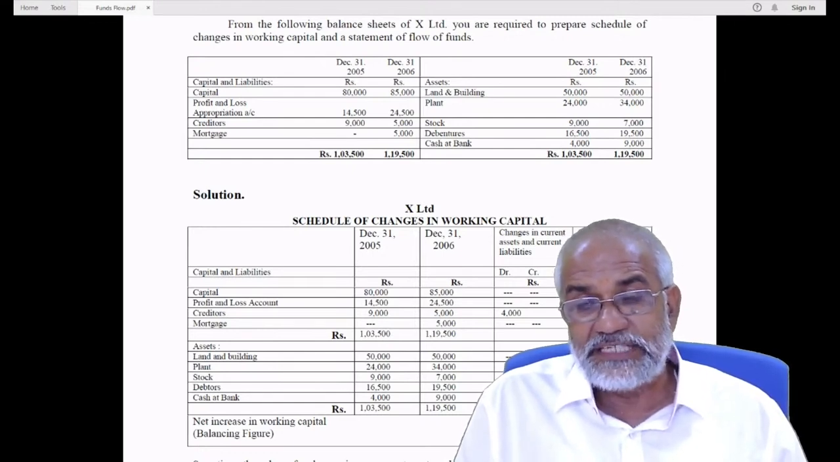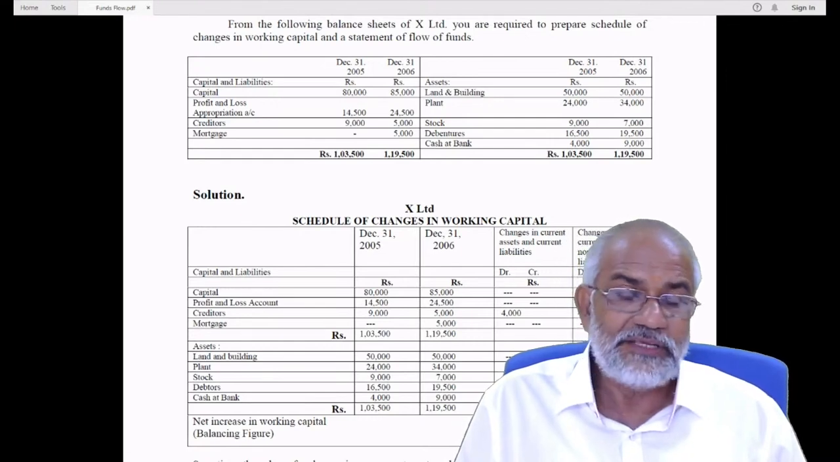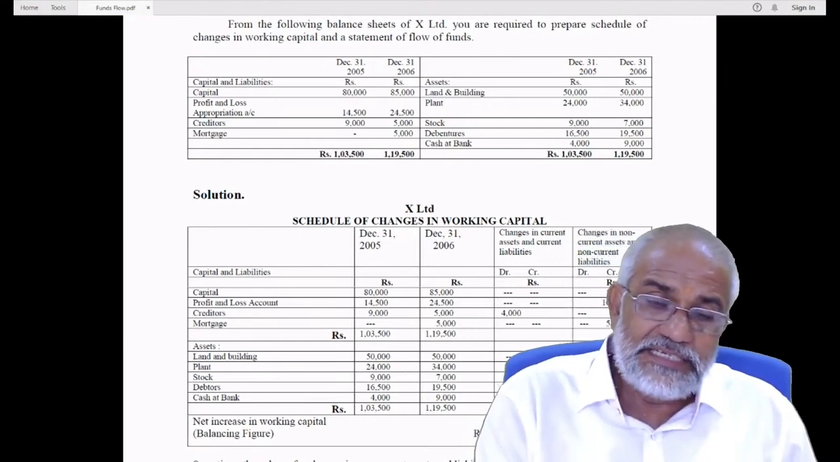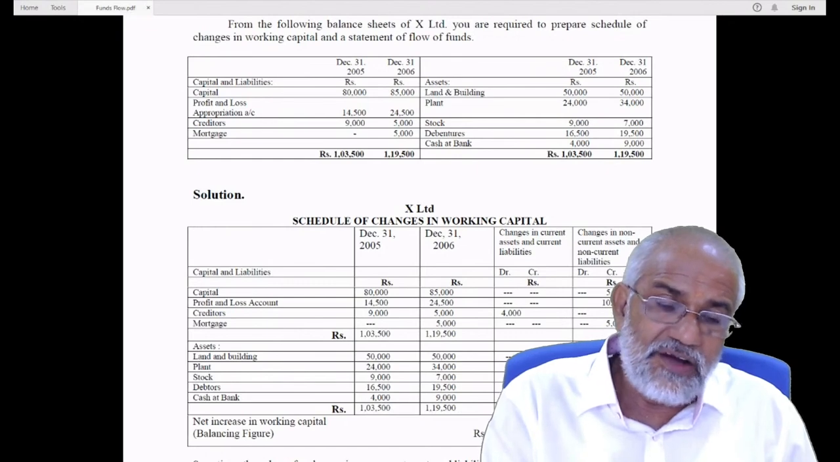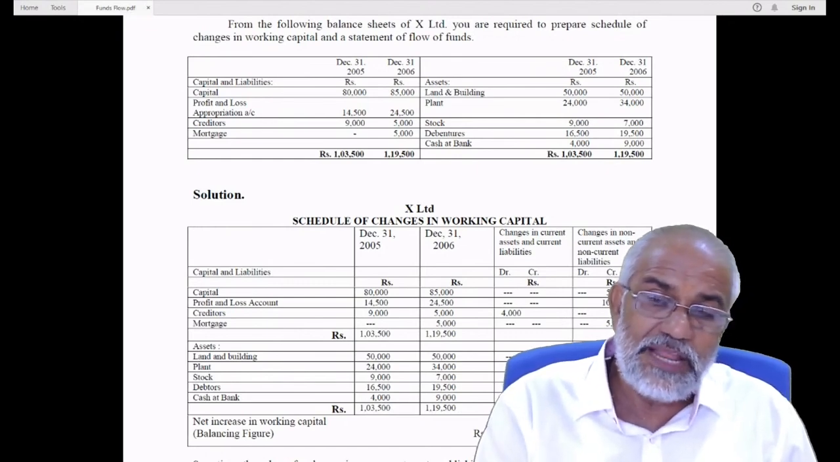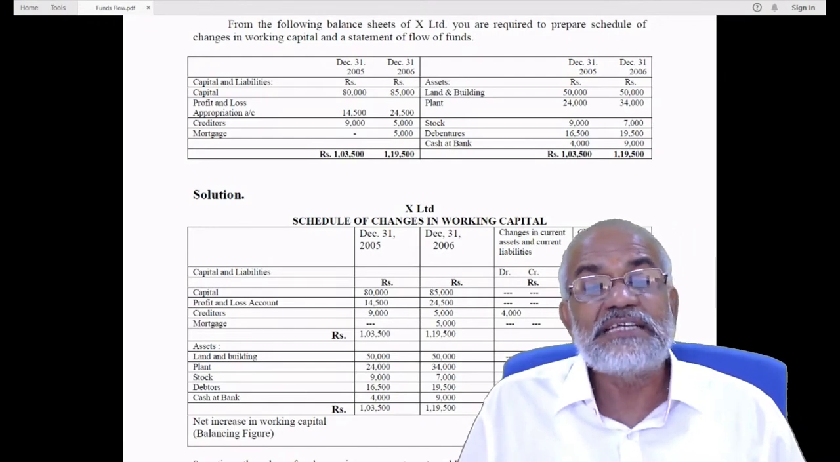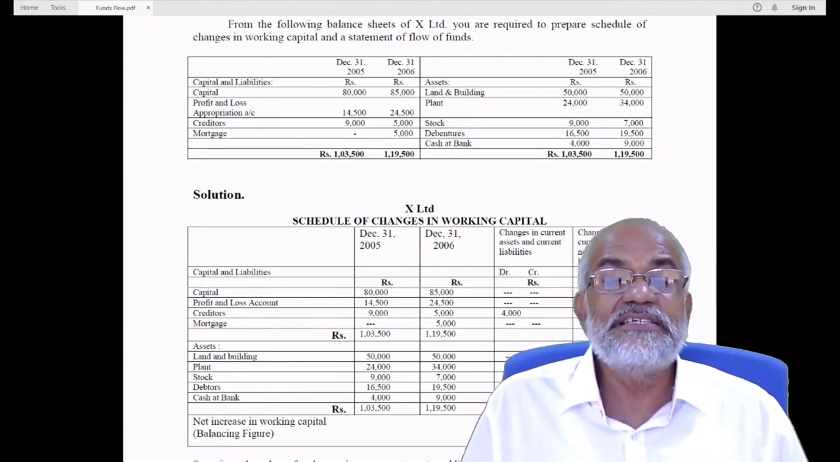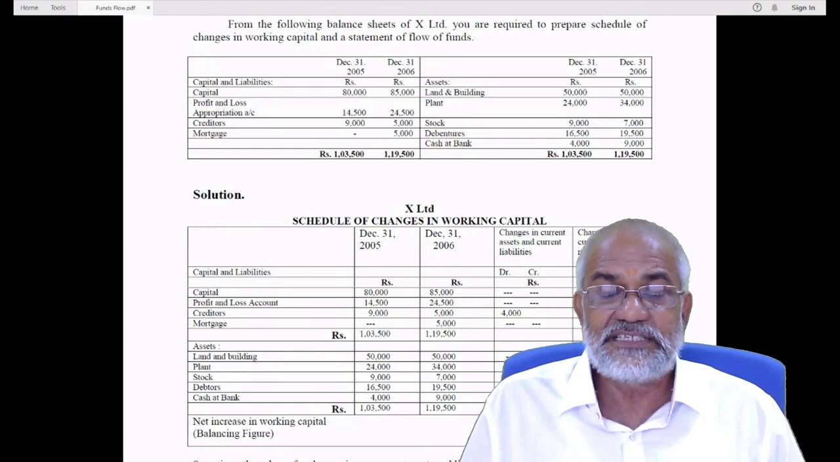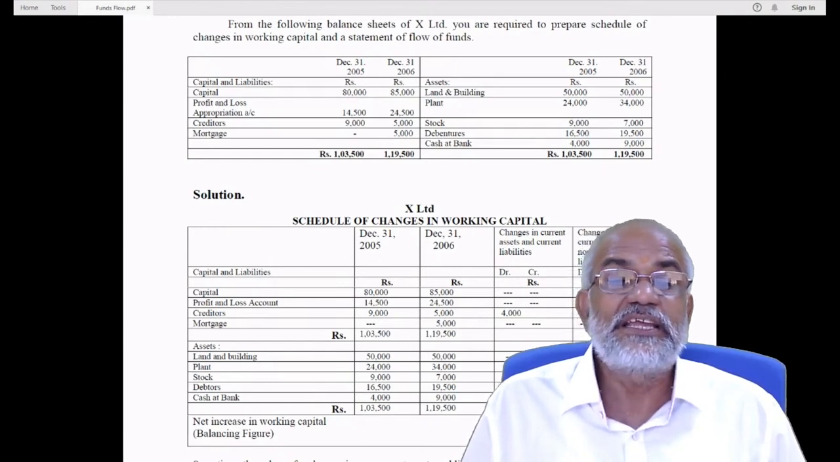So in our own interest, we must prepare these two additional columns for the non-current category. We have already seen the treatment offered to different items of liabilities in the statement of changes in working capital. Now let us come to the assets, the different assets given in the balance sheet, and what would be their effect in the statement of changes in working capital.